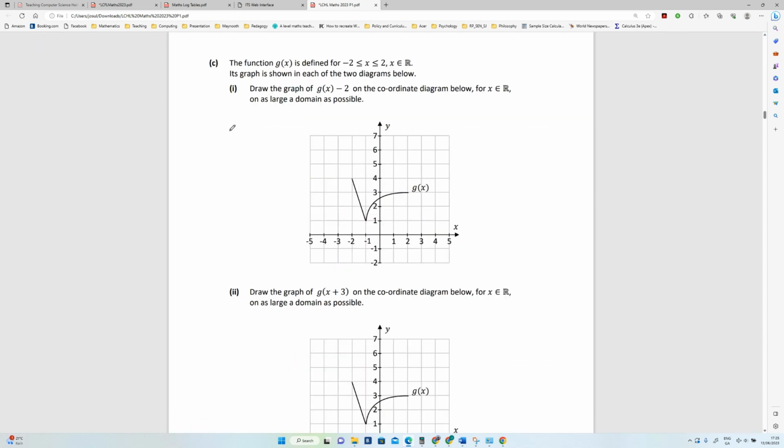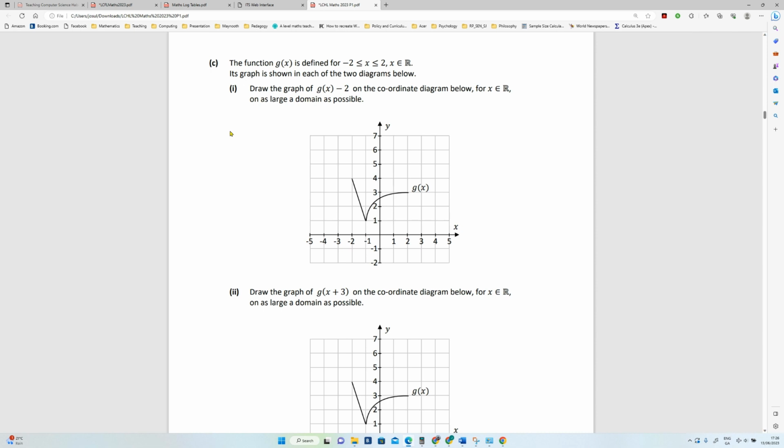All right, so part C of this question 2. The function g of x is defined for this range where x is a real number. Its graph is shown in each of the 2 diagrams below. Okay, so we see the exact same thing in both of them. Draw the graph of g of x minus 2 on the coordinate diagram below on as large a domain as possible.